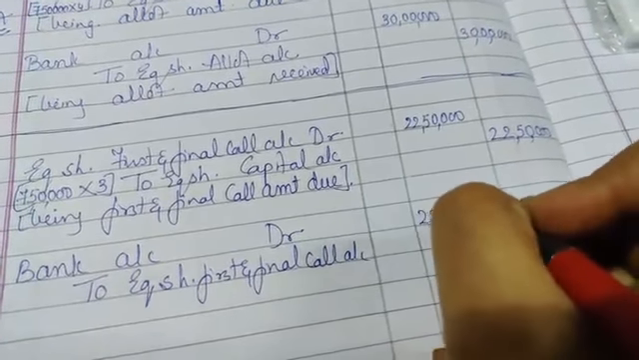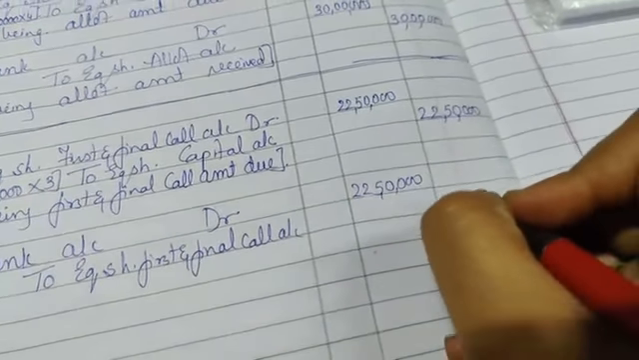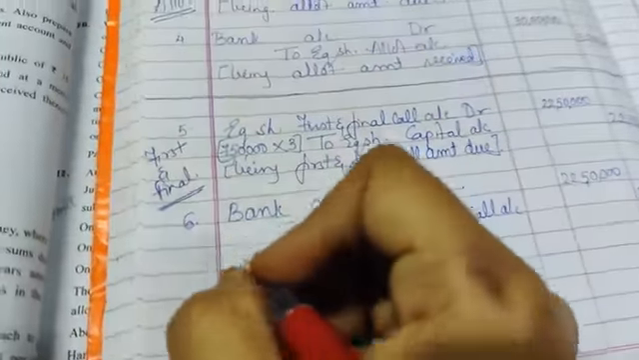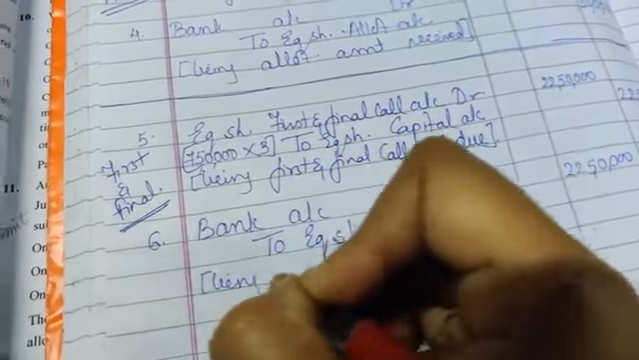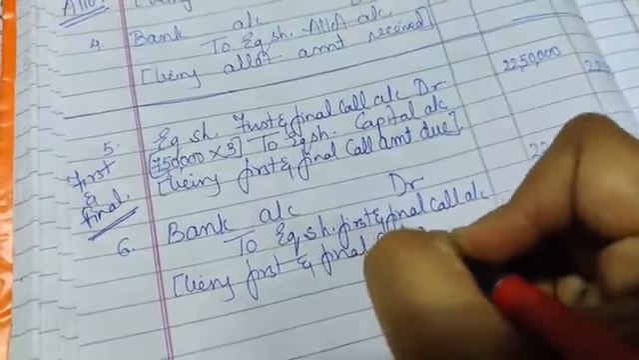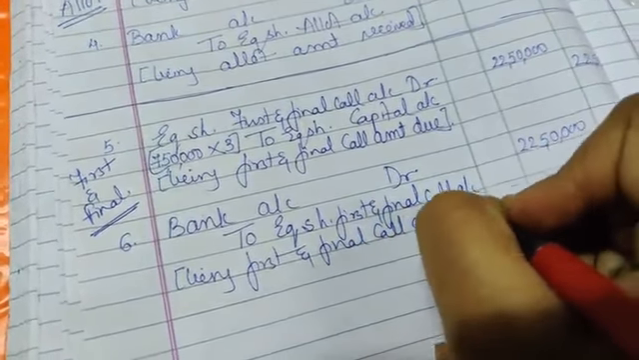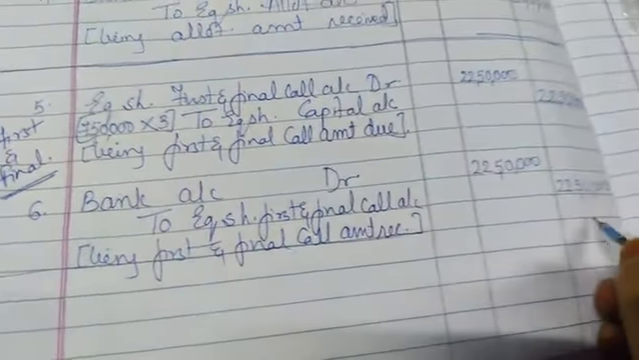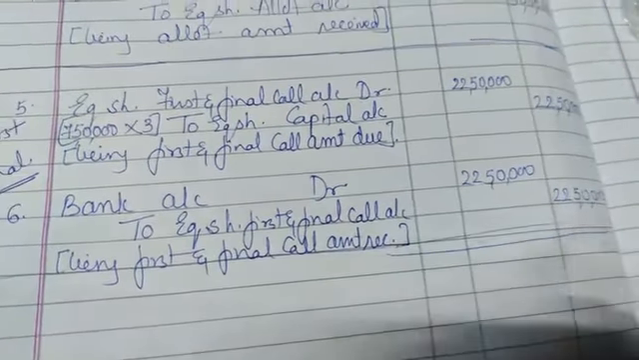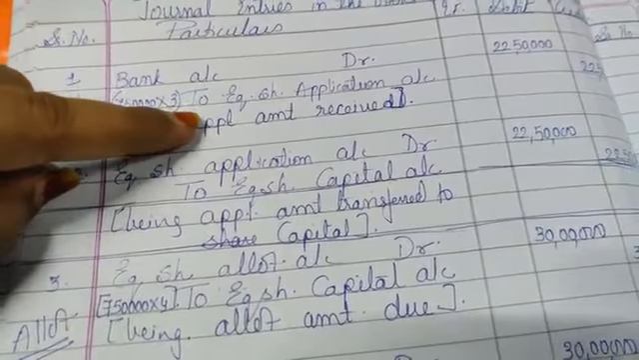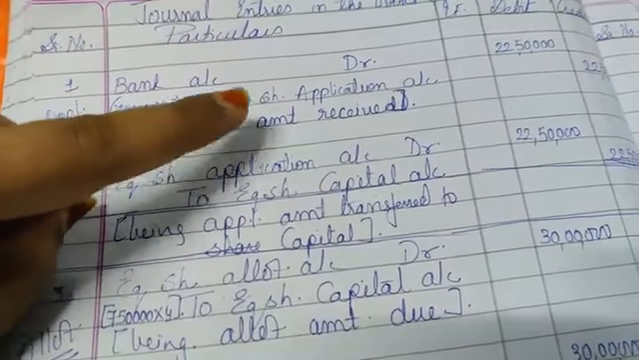So 22,50,000. Here also 22,50,000. Fine. Now the narration will be first and final call amount. Now it is received, so you will write down received. Here your next level, that is first and final level, is closed. Fine. Now see, just remember that the first entry starts with bank account debited, of which level you have taken the money, application. So to equity share application.